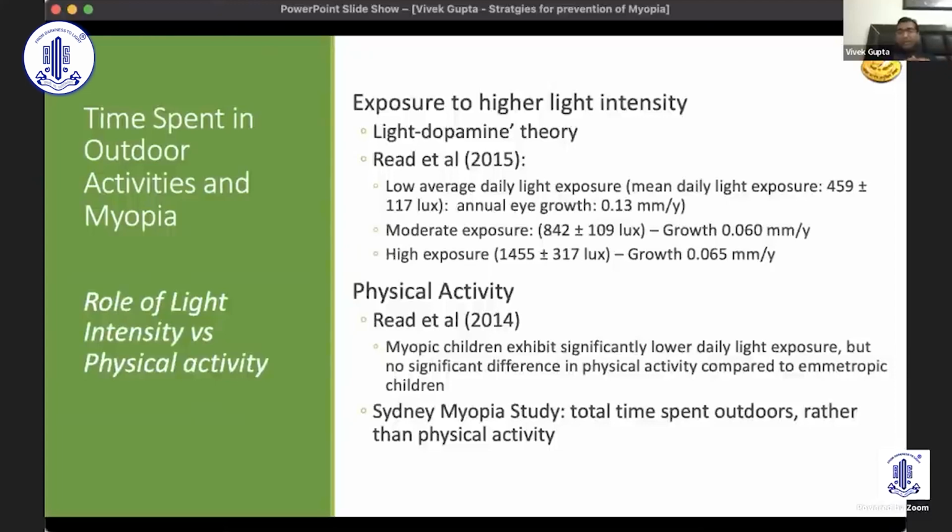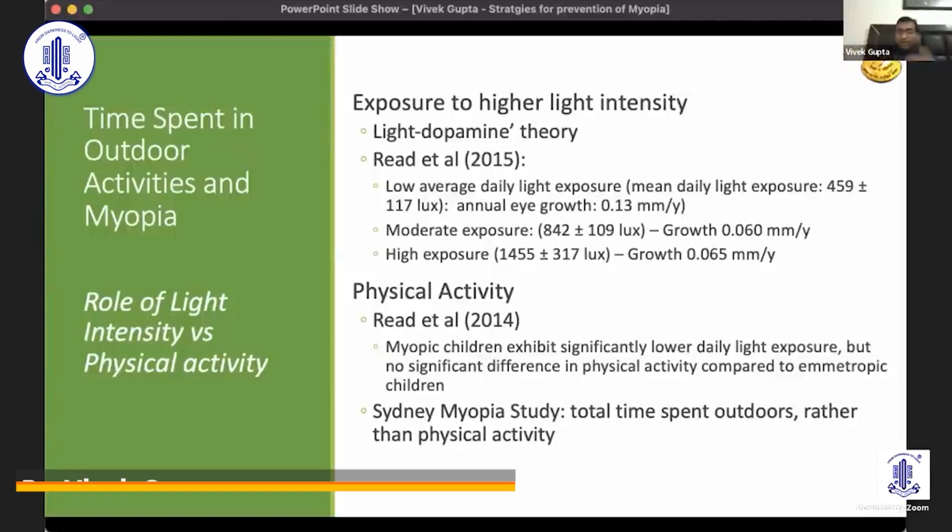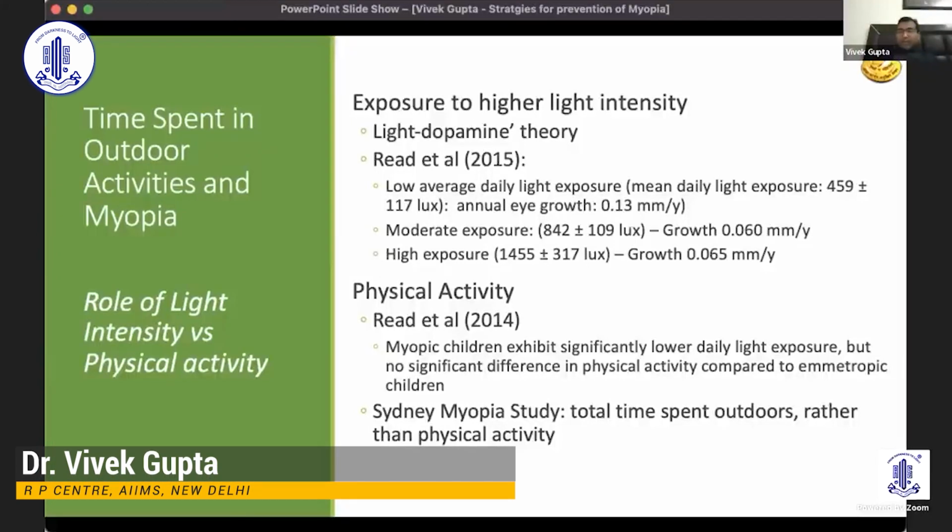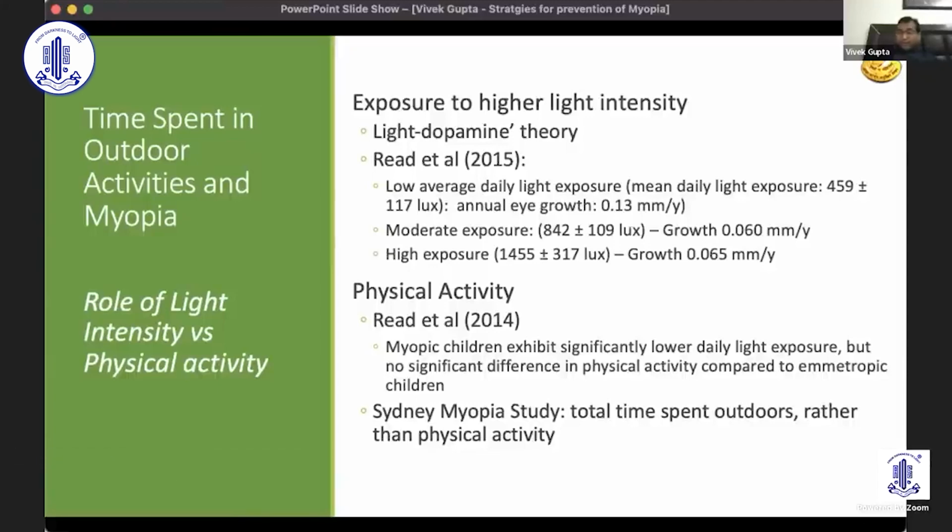There is some evidence from basic science research also as to how this works. There is a light dopamine theory, and the effects of light exposure versus physical activity were teased apart. Evidence from the Sydney Myopia Study told us that when children are outside, they may be engaged in physical activity. So what is more important? Is being outside important, or is being engaged in physical activity important? From the Sydney Myopia Study, the evidence is that it is the total time spent outdoors which is more important rather than physical activity.